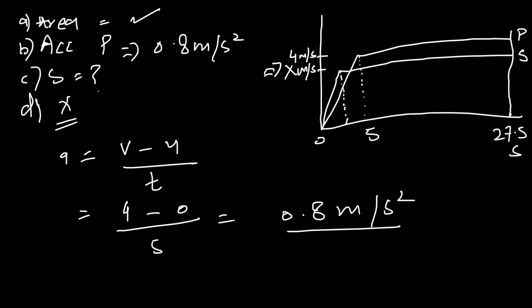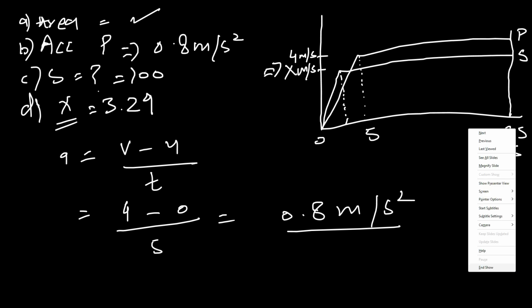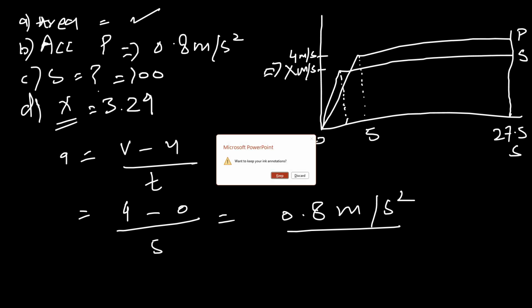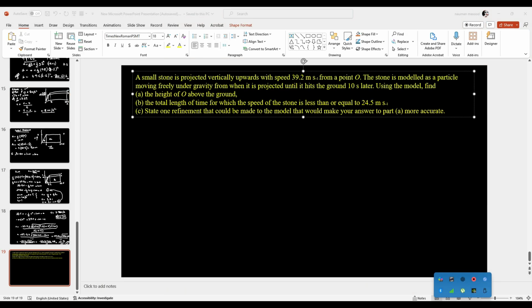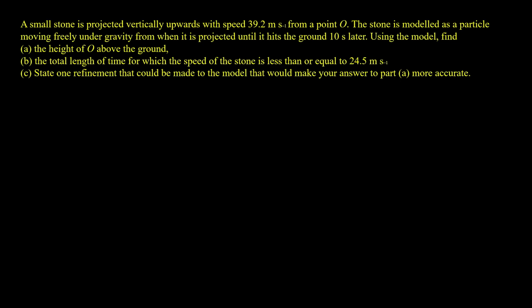So that's it for this problem. So x is equal to 3.92, distance is equal to 100, acceleration we've already calculated, and area we've already answered. Now we move to the next question.